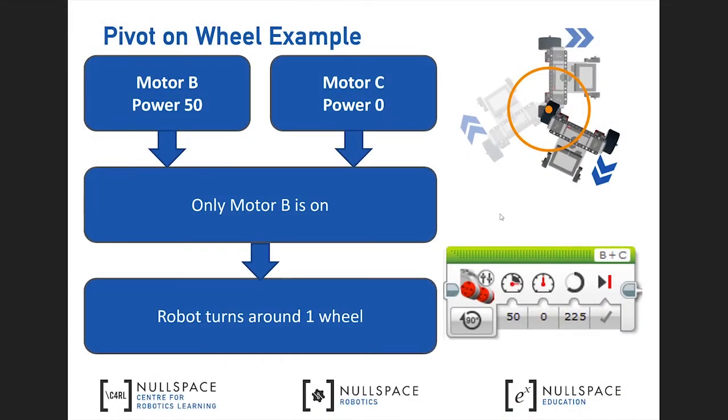Next, we have a pivot on one wheel example, whereby one motor moves and the other motor does not move. In this case, motor B moves forward while motor C does not move. Motor B moves at a power of 50 while motor C is at 0. Now, as a result, the robot turns to the right. This is the demonstration of the move tank block. The first digit is 50 for motor B, the second digit is 0 for motor C, and the last digit is the duration of the motor movements.